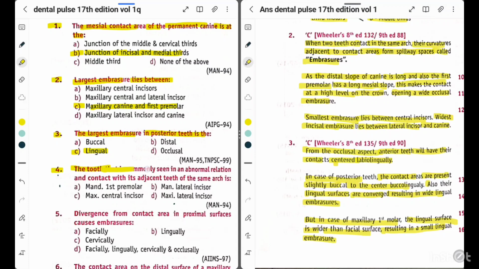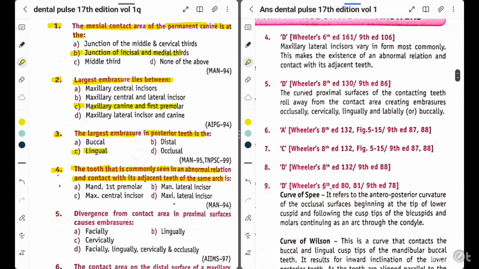Now question 4. The tooth that is commonly seen in abnormal relation and contact with its adjacent teeth of the same arch is. So its answer is option D, maxillary lateral incisor. Maxillary lateral incisors vary in form most commonly. This makes the existence of an abnormal relation and contact with its adjacent teeth.